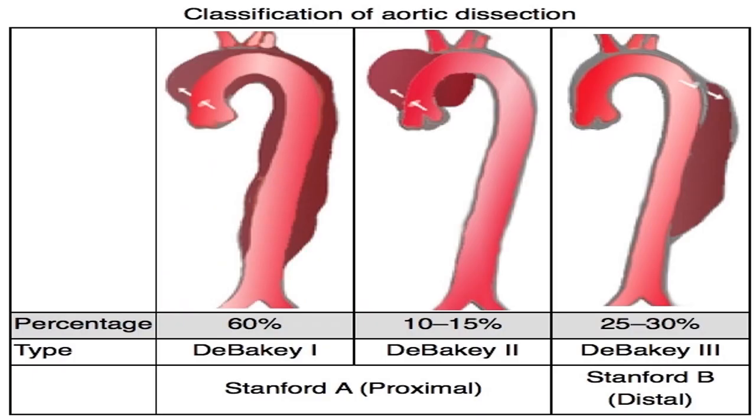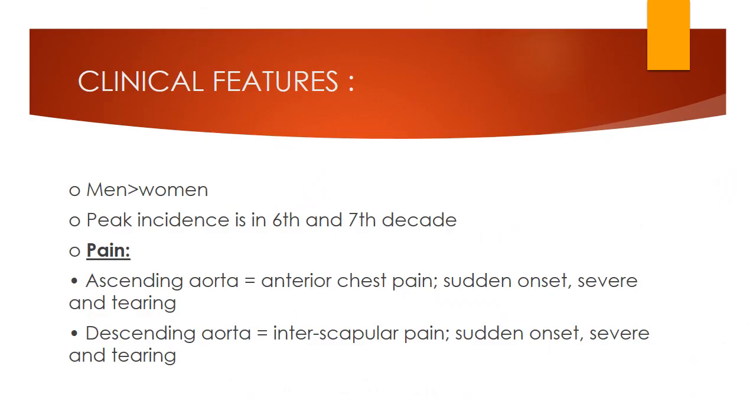descending aorta. Debakey 1, which involves both ascending and descending aorta, comprises 60% of cases, which makes it the most common one. Whereas Debakey 2 involves only ascending aorta and comprises 10 to 15% of cases, and Debakey 3 involves descending aorta only and comprises 25 to 30% of cases. Debakey 3 is also classified as Stanford B aortic dissection, whereas Debakey 1 and Debakey 2, which involve the proximal portion of the aorta, are classified as Stanford A.